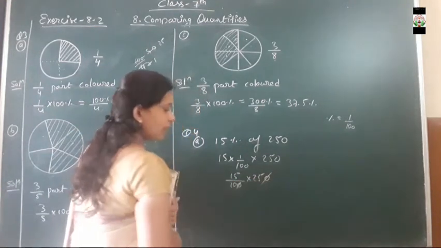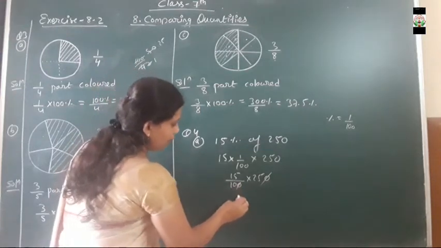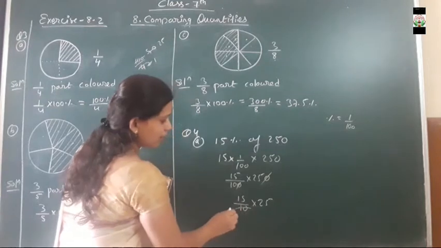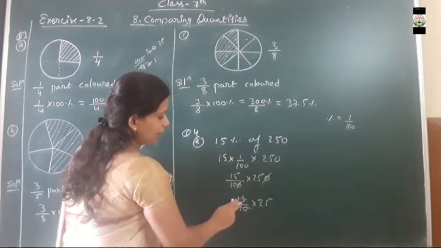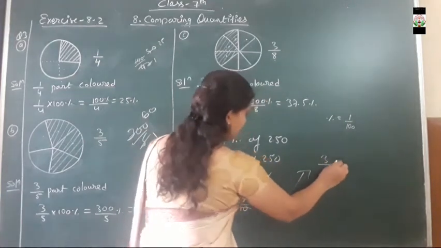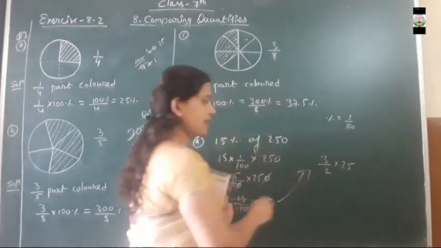So here it will become 50 upon 100 into 250. Now 0 will get cancelled over here. Now in the table of 5 it will get cancelled. In the table of 5, 10 comes 2 times, and in the table of 5, 15 comes 3 times. So what is the number left out? The number is 3 upon 2 into 25. Isn't it? This number is left out.